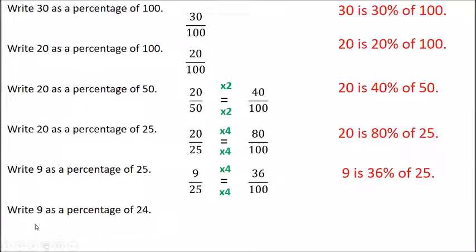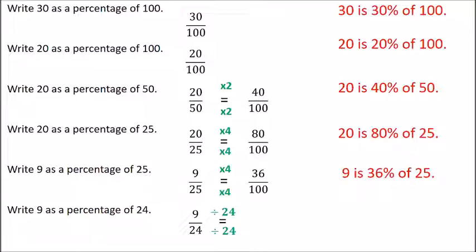Okay, let's try the last one. By far the trickiest one on here. Write 9 as a percentage of 24. So we have 9 out of 24. But we don't want it out of 24, we want it out of 100 because percent means per 100. However, 24 doesn't go into 100. I would have to multiply it by some complicated decimal. That's going to be very hard to do in one step, so I'm going to show you a trick. If a number doesn't go into 100, first of all let's make the denominator 1.